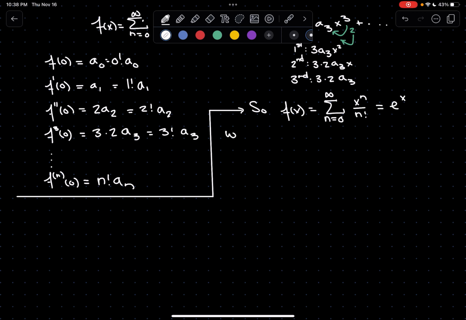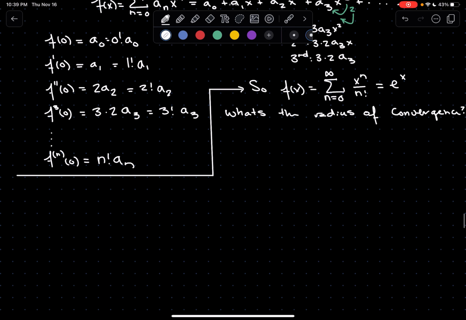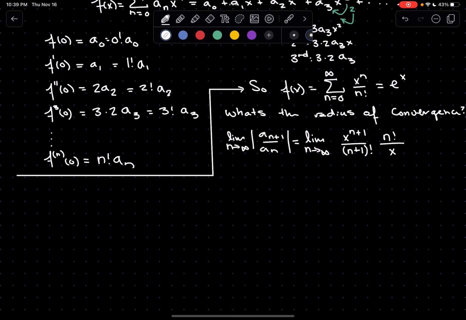So what's the radius of convergence? Let's test it, right? So let's do the ratio test. Well, the limit as n goes to infinity of a sub n plus 1 over a sub n. This is going to be equal to the limit as n goes to infinity of x to the n plus 1 over n plus 1 factorial times n factorial over x to the n.